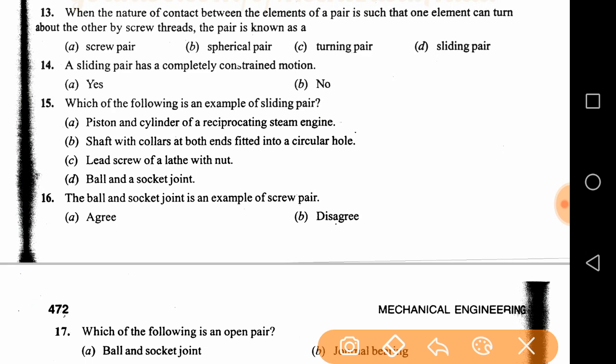Fourteenth question. A sliding pair has a completely constrained motion. Is it true or false? True. Next question. Which of the following is an example of sliding pair? Piston and cylinder of a reciprocating steam engine, shaft with collar at both ends fitted into a circular hole, lead screw of a lathe with nut, ball and socket joint. Option A is correct. Piston and cylinder of a reciprocating steam engine is an example of sliding pair.